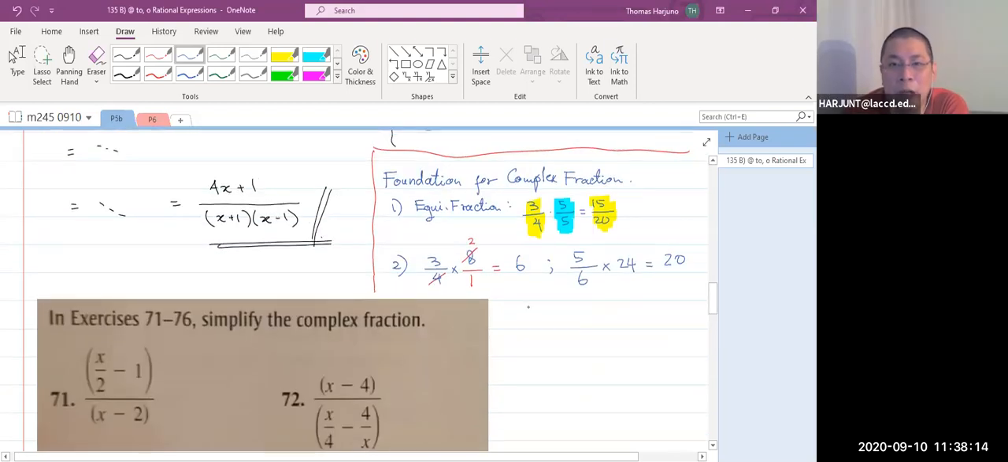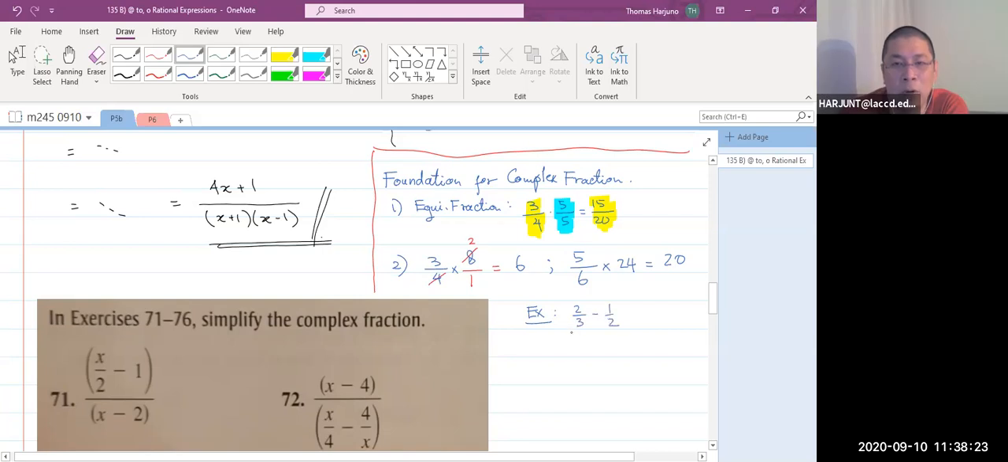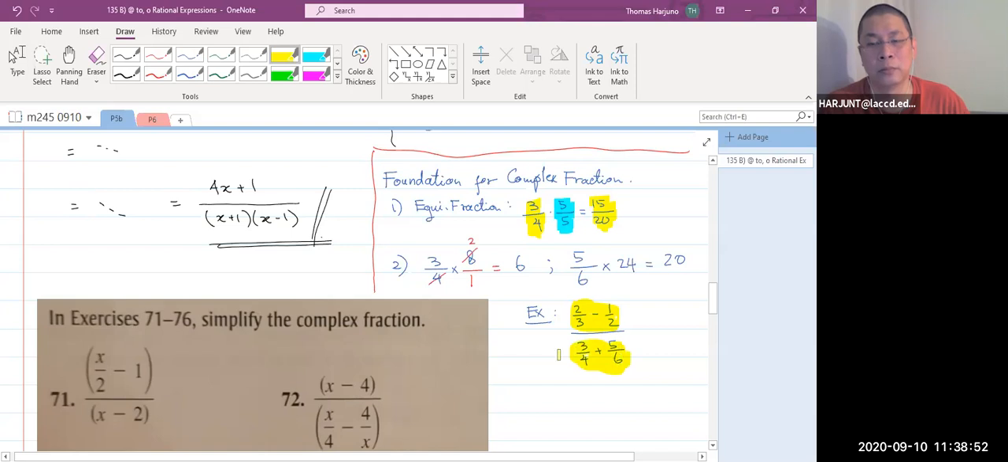Now, in pre-algebra, we learn the following. Suppose I have 2 over 3 minus 1/2 over 3/4 plus, let's say, 5 over 6. If we have that fraction, we call this a complex fraction, and we want to simplify this. There are actually 2 methods to do this. The first one is you follow order of operations, in which you simplify the top, and then you simplify the bottom, and then proceed from there.